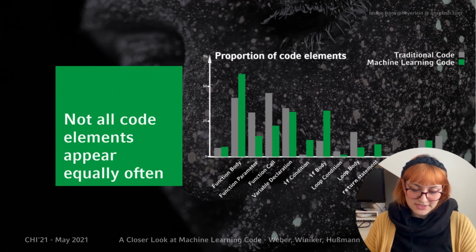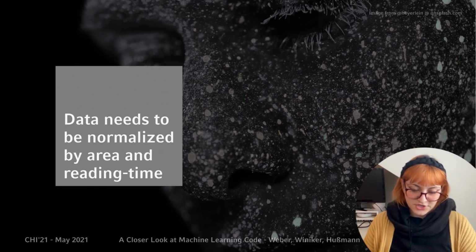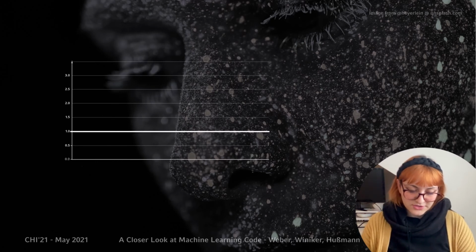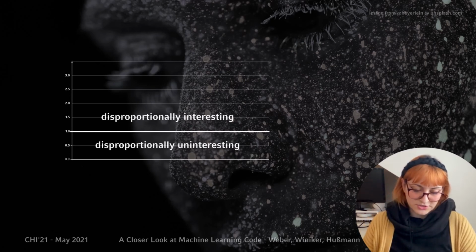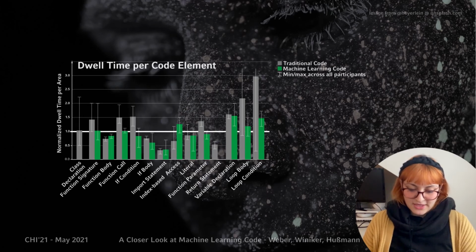Anyway, to at least account for this, we normalized our dwell time based on how much space each code construct takes. So, in theory, if everything were equally interesting, it should be the same proportion. But, as you can see, this isn't really the case. There are some things that are disproportionately more interesting, for example loops, function calls, and some are much less interesting, like imports. And this kind of applies to both types of code, but there are also some differences.